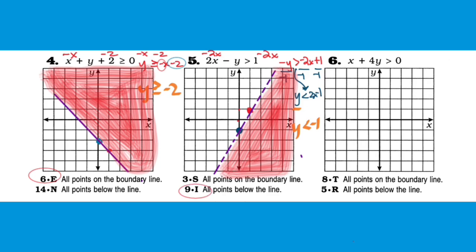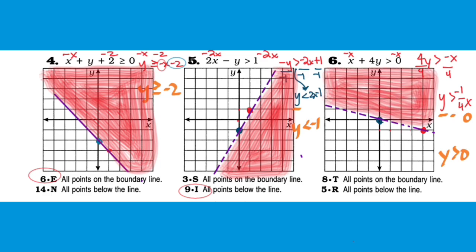Number 6, I move the x over, divide by 4. This is a direct variation where I start at 0 and then I go down 1 over 4, and it's a dashed line because it cannot be on the line, but it can be greater than 0.